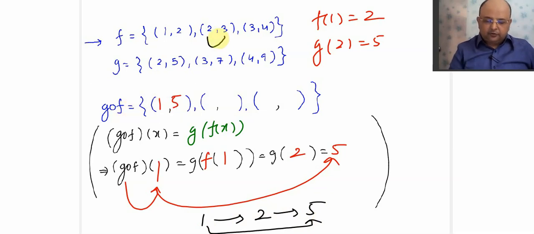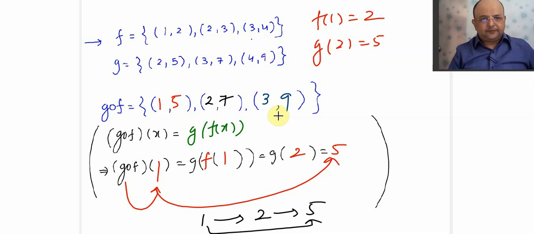Now directly: 2 goes to 3. 3 goes to 7. So what should I write? 2 goes to 7. Perfect. 3 goes to 4. 4 goes to 9. So I should write 3 goes to 9. So this is gof.